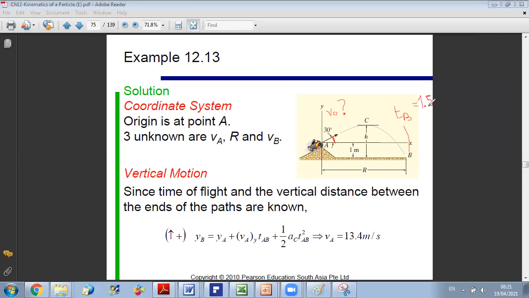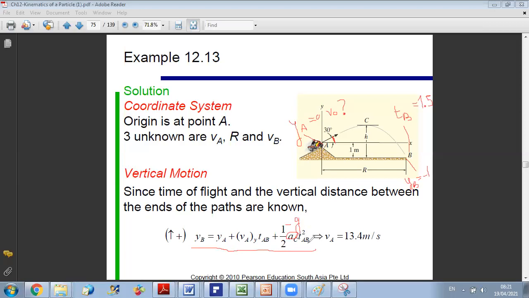I also know additional information: YA is 0, and Y of B is minus 1. So the majority of information is about Y coordinates. This is why the first thing to start with is the equation along Y. I will start by writing that YB is equal to YA plus VAY TB plus half A t squared, where a is minus g.